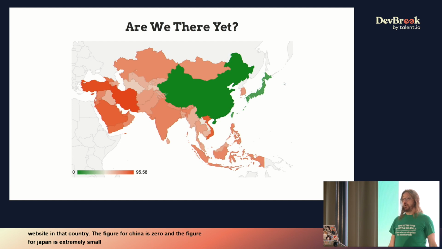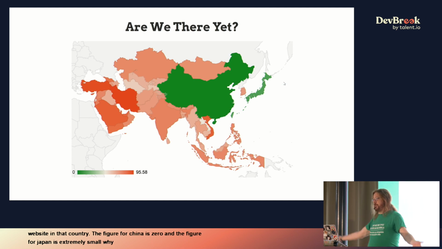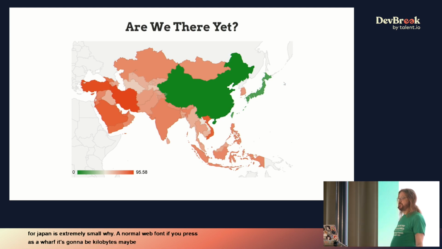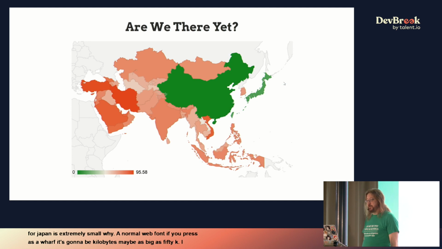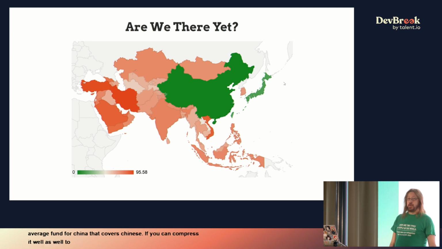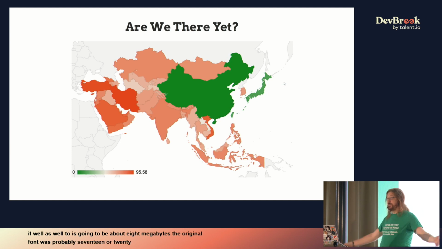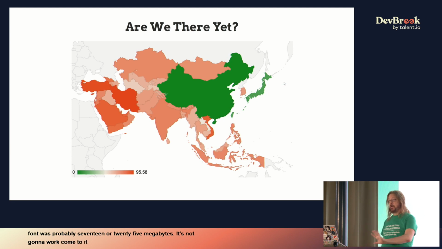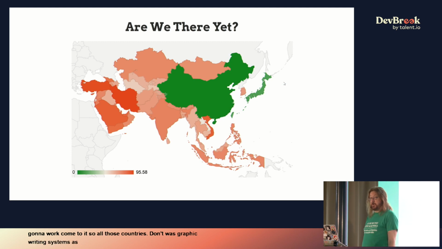Why? A normal web font, if you compress it as WOFF, is going to be kilobytes, maybe as big as 50K. An average font for China that covers Chinese, if you compress it well as WOFF2, is going to be about 8 megabytes. The original font was probably 17 or 25 megabytes. It's not going to work. Can't do it. So all of those countries with ideographic writing systems are still not using web fonts. They're still, we assume the platform has a font called this.